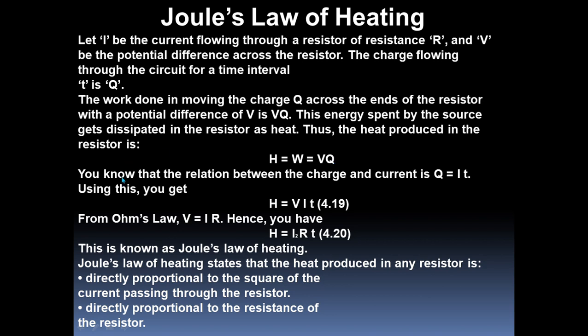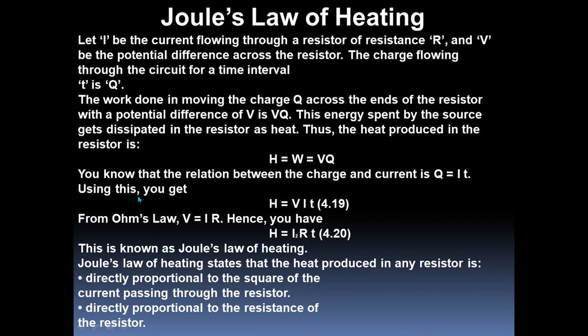You know the relation between the charge and current. What is the formula for the current? I = Q/t. Rearranging the equation, we obtain Q = I into t, that means current into time. So charge is equal to current into time.